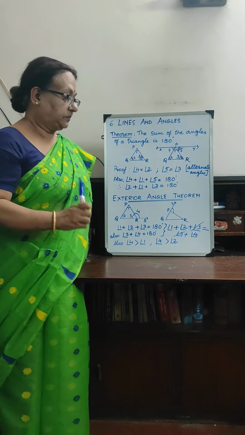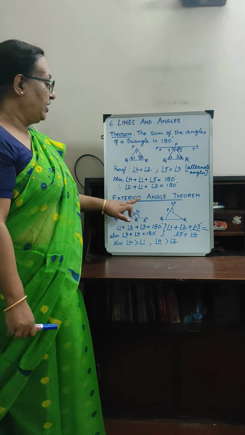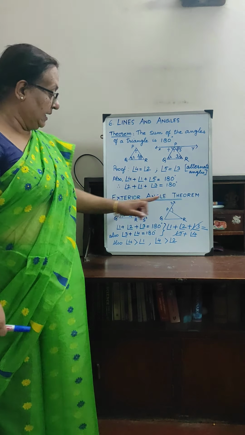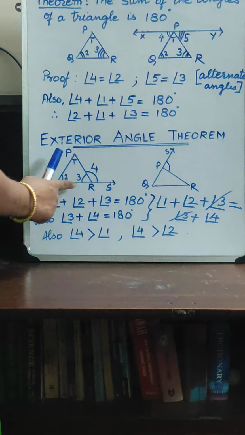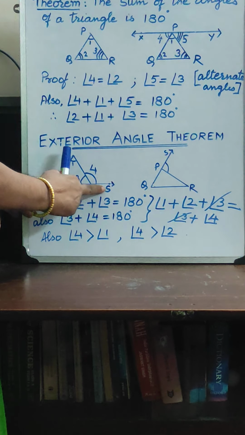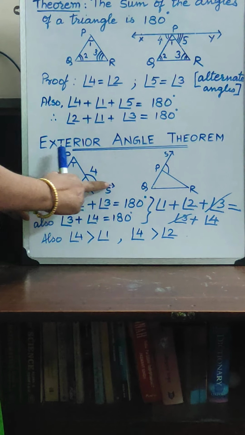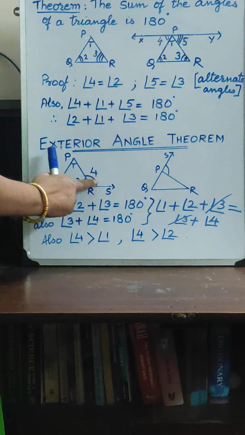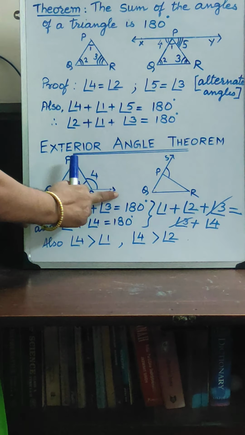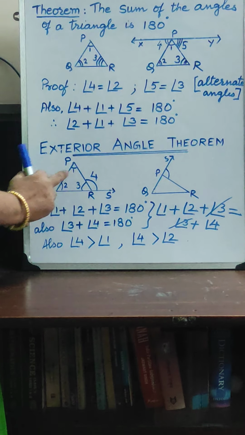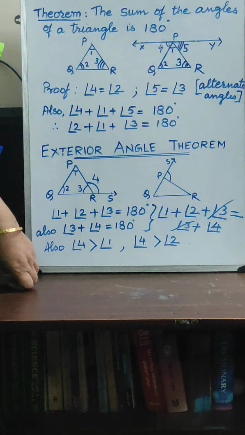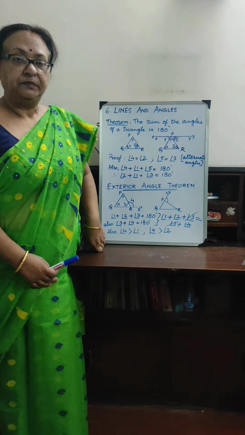Okay children. Next, exterior angle theorem. What is an exterior angle? Consider this figure, PQR. One side QR is produced to S. Then this extended portion makes an angle with the triangle. Here it is angle 4. The extended portion makes angle 4 with the triangle. So this angle 4 is called an exterior angle of the triangle.